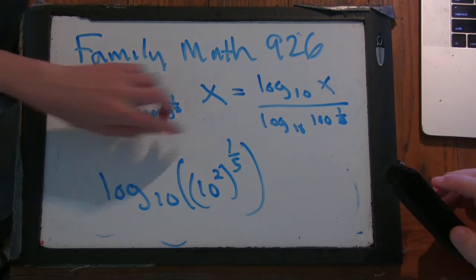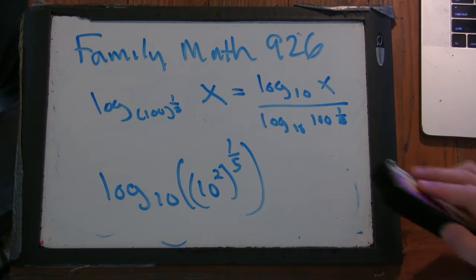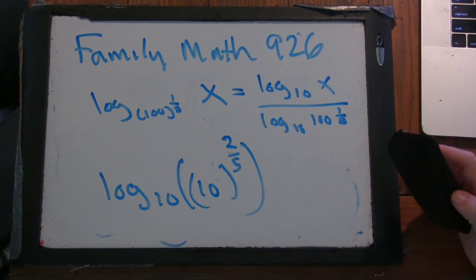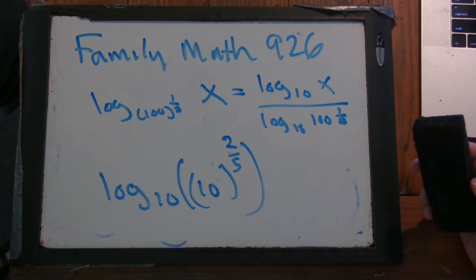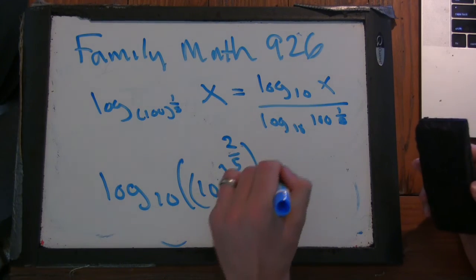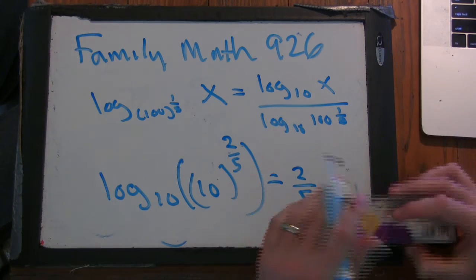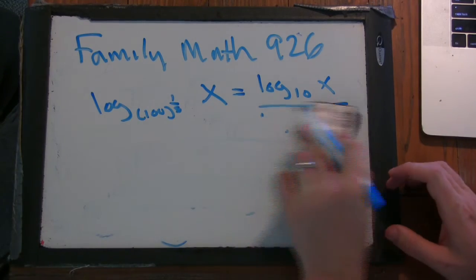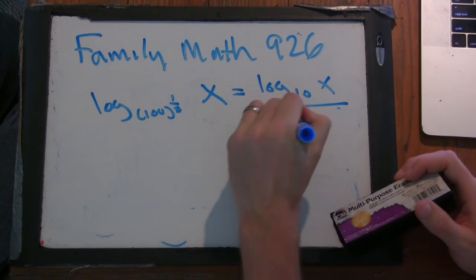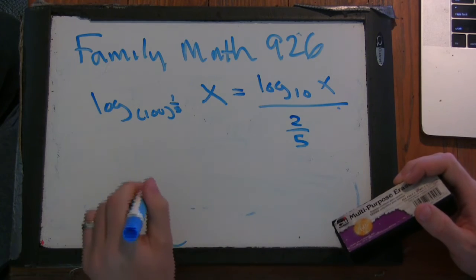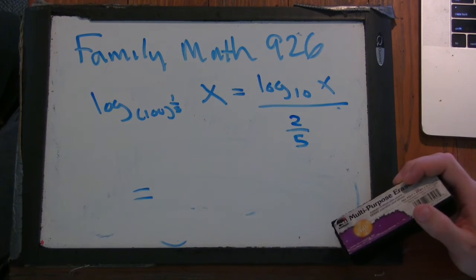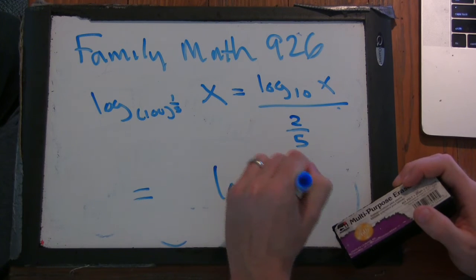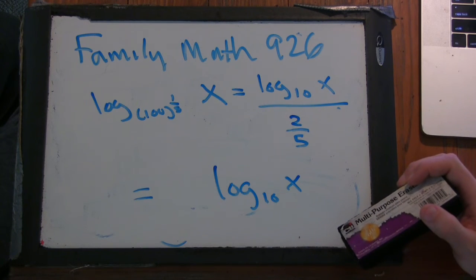So this becomes 10 to the 2/5. Since you're looking for what power of 10 equals the fifth root of 100, it's 2/5. So instead of having log base 10 of the fifth root of 100 on the bottom, we have 2/5 on the bottom. What's another way to write 2/5 on the bottom? It's multiplying by 5 halves, which is 2.5.